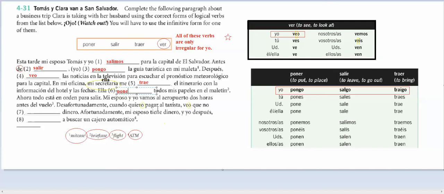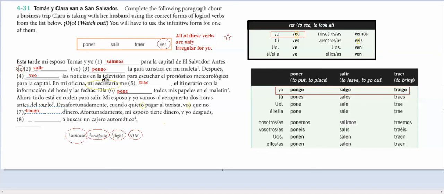Desafortunadamente, cuando quiero pagar al taxista, veo que no blank dinero. So when I'm ready to pay the taxi driver, I see that I didn't bring any money. Have would have worked there, but have isn't one of your options. So I'm going to put traer, and who didn't bring money? It's I who wanted to pay the taxi driver and I'm the one who's seeing that I don't have any money, so it's going to be I, which would make this traigo.